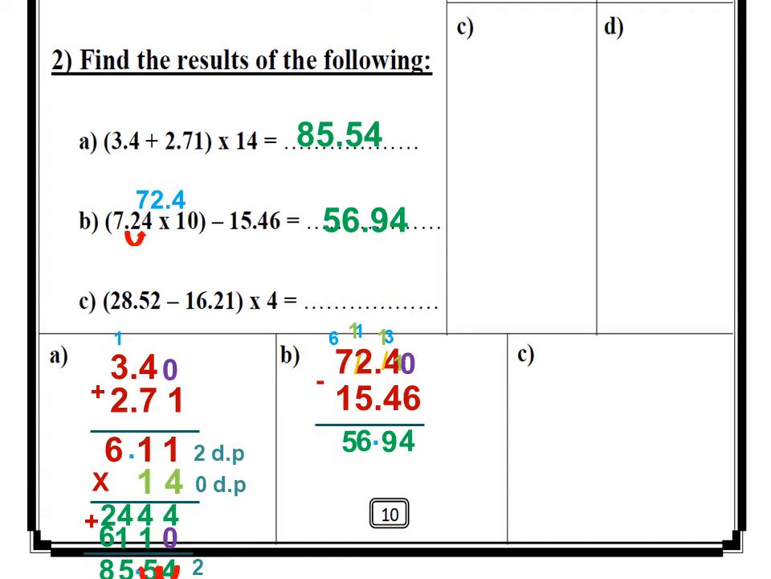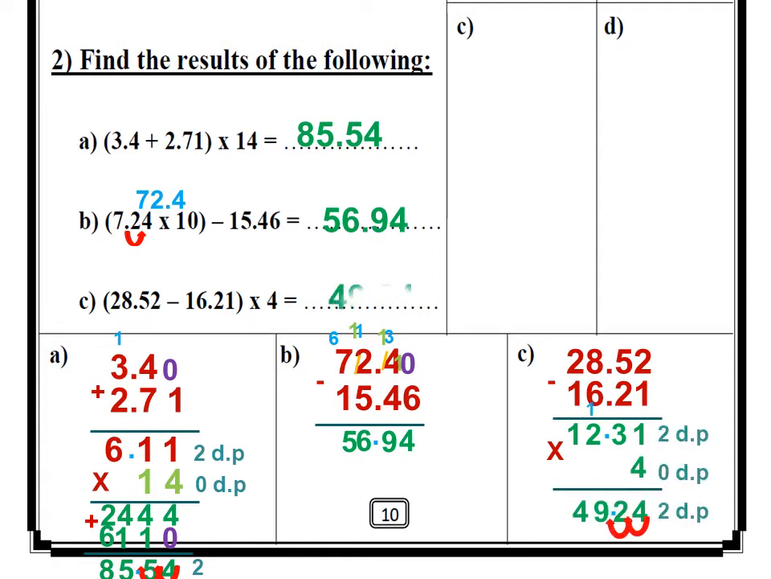C, 28.52 minus 16.21 between brackets. So I'm going to take them roughly. Make my subtraction operation first. I don't have here any empty spaces, so I'm going to solve directly. 2 minus 1, which is 1. 5 minus 2, which is 3, decimal point. 8 minus 6, which is 2. 2 minus 1, which is 1.